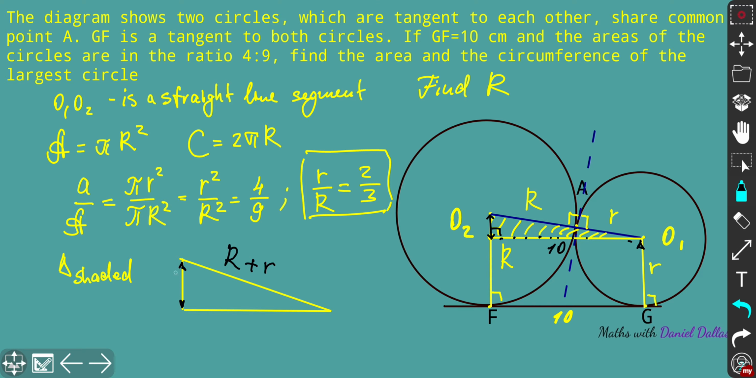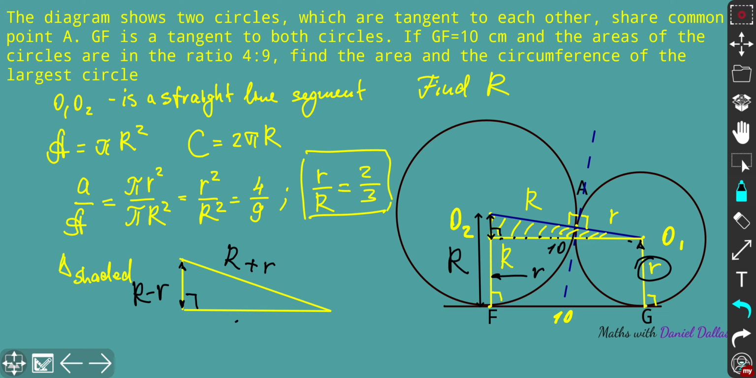So this small segment is simply the difference, because the whole length is the radius, the big radius. And the small segment we can find by subtracting the small radius r. So indeed, this is the difference between the big radius and the small one, and we'll have a right angle triangle.